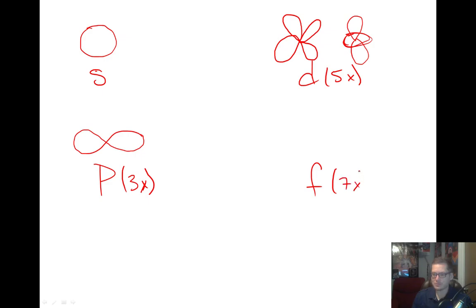Now remember, the shapes of these were all determined based off of Schrodinger's wave equations, and we use the Greek letter psi to talk about the wave equations. These wave equations allowed us to predict what was going on with our electrons and to predict the location of those electrons. Okay, so that's that.